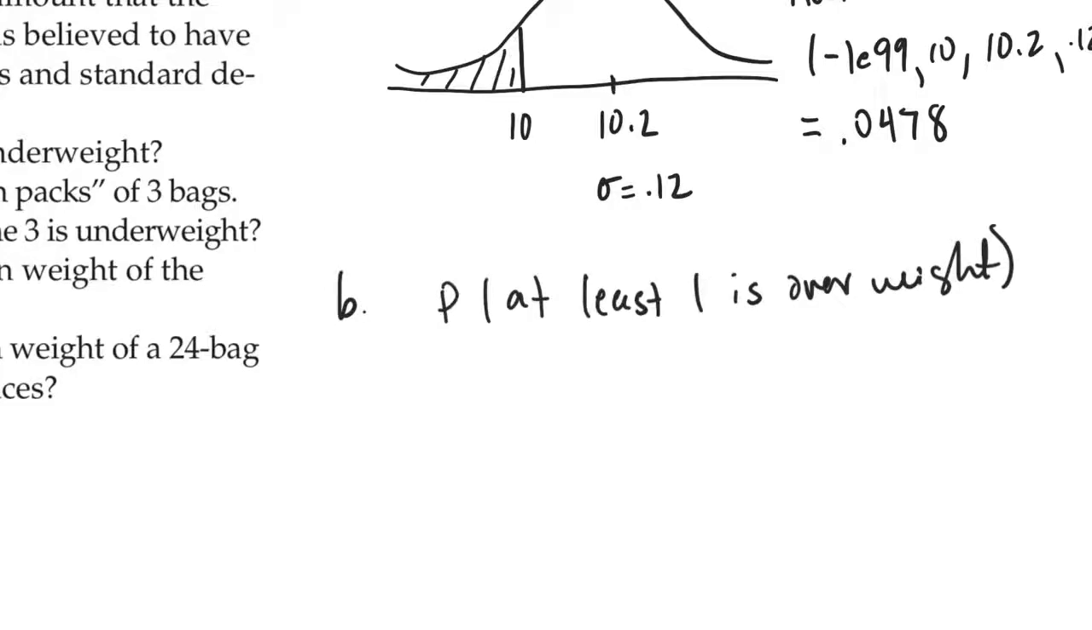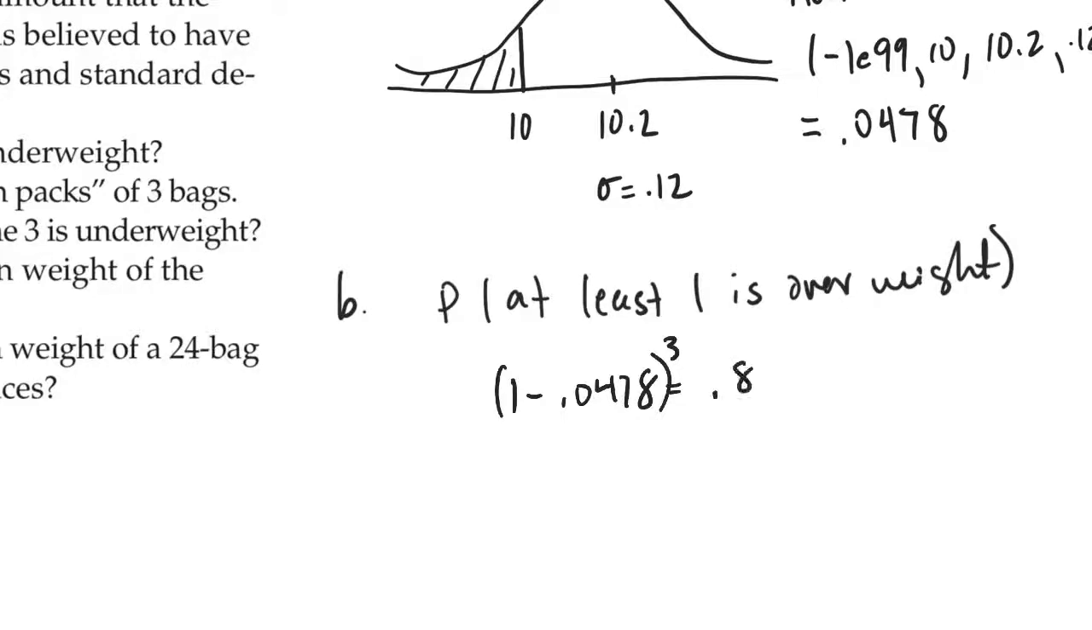Well, what did we find in part A? We found the probability that one was underweight. So what's the probability that something is not underweight? 1 minus 0.0478 would tell us that probability. So how many of these do I want to find? 3. Because each bag is packaged independently, we can just multiply that together. Whatever that probability is, it's like 0.9522. If I cube that, that's getting 3 bags that are all not underweight.